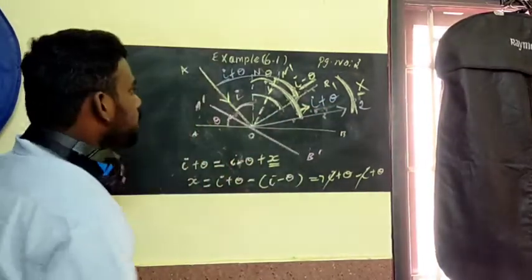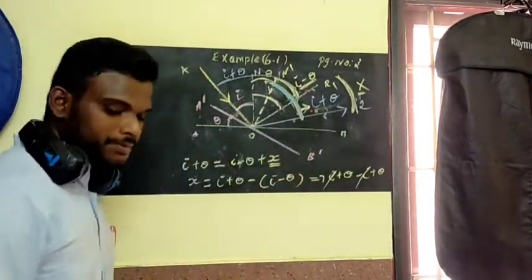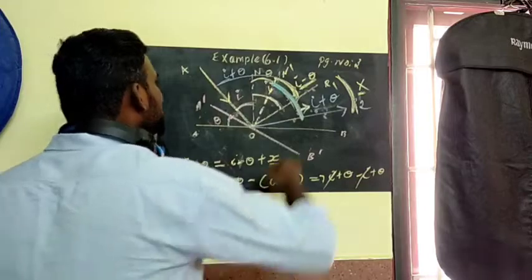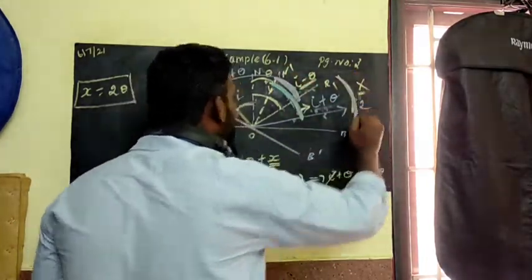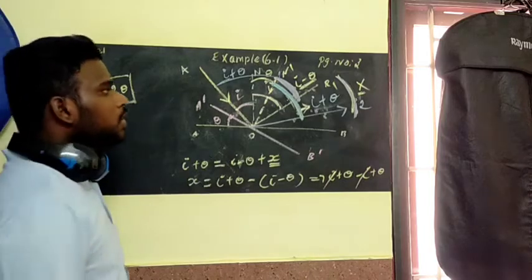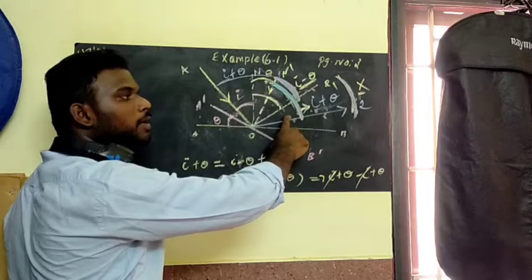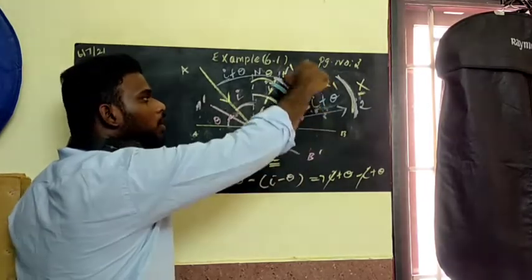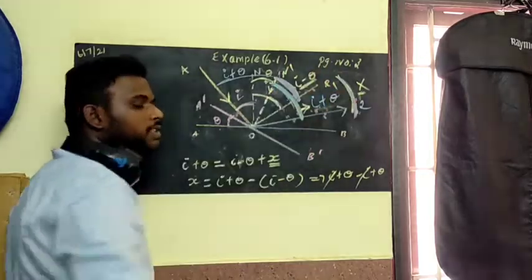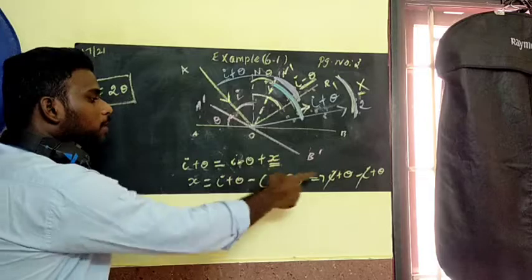Here you can see that this is fully I plus theta. And this one will be I minus theta. And this one will be X. So if you want to know the value of X, this full angle I plus theta is equal to I minus theta plus X. So from this we found the X.